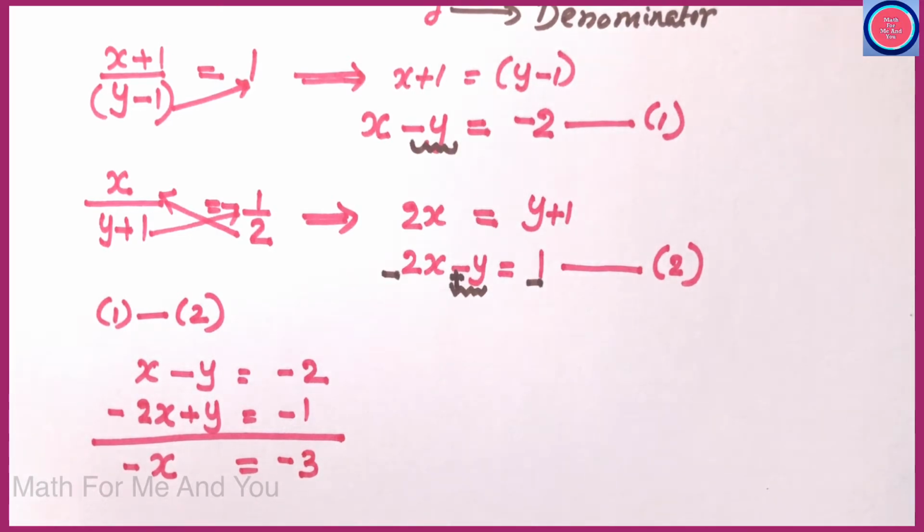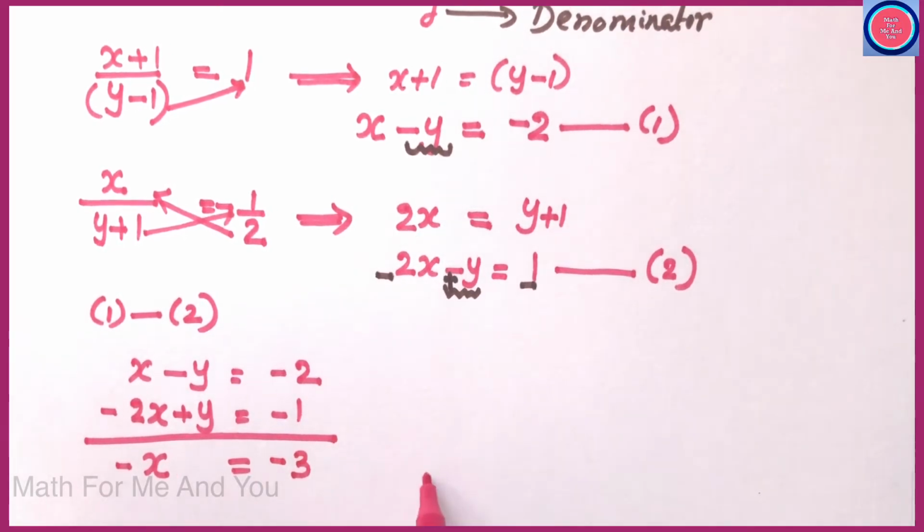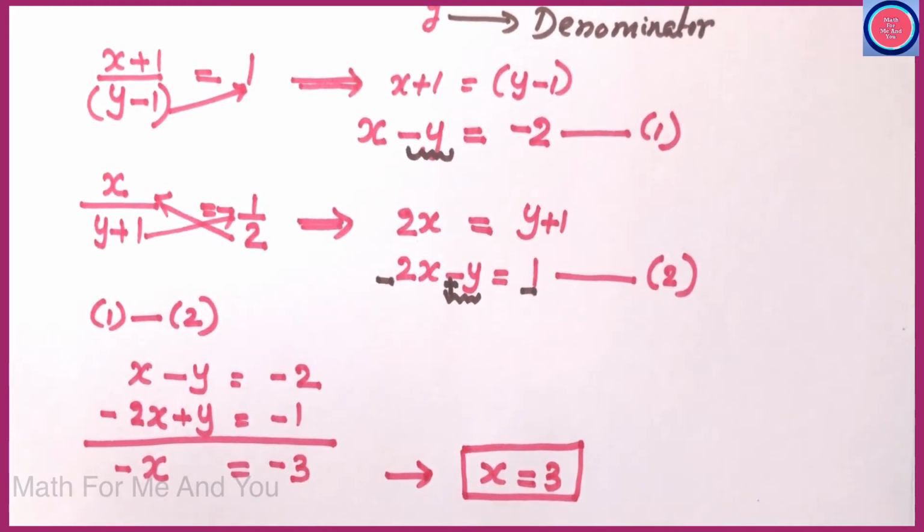So what about positive x? x is equal to positive 3. Minus x equals minus 3 means positive x equals positive 3. x means the numerator. The numerator is 3. How can we find y or the denominator?